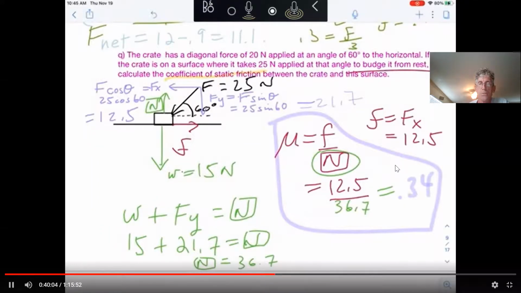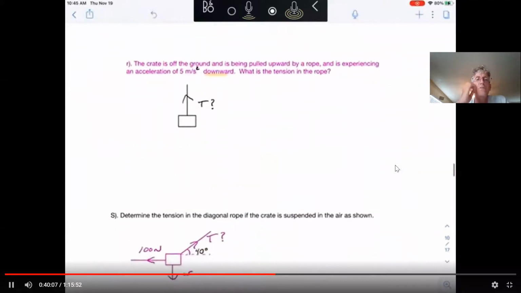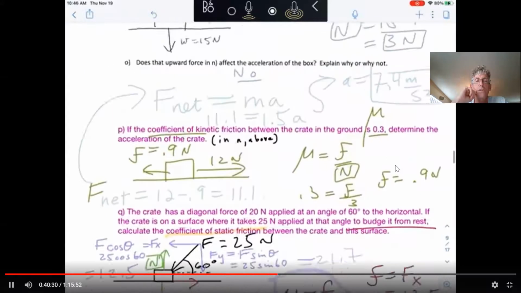No units on coefficients. Okay, so we're going to do some more elevator type problems. The crate is off the ground, being pulled upward by a force, and has a downward acceleration. So the arrow pointing down has to be bigger than the arrow pointing up because the acceleration is downward. The net force has to be in the same direction as the acceleration. So what's the tension in the rope?